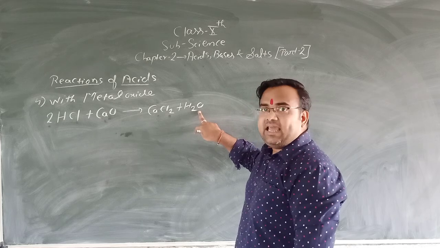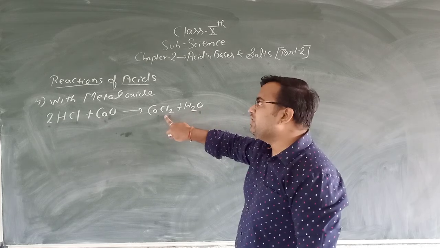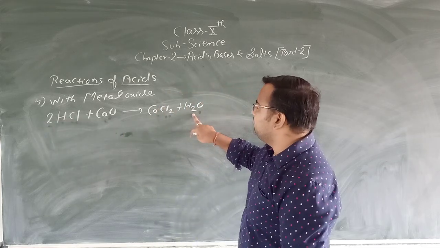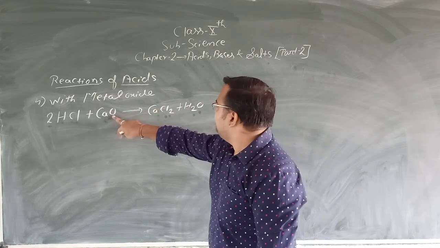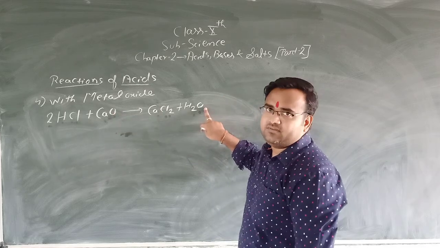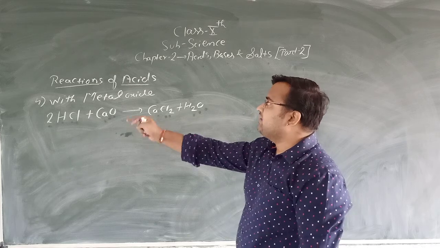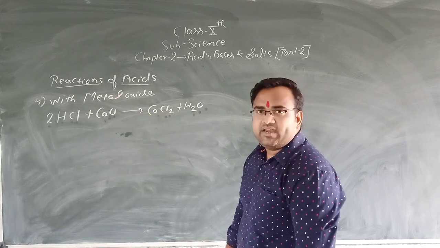See, is the reaction balanced or not? Here 2 chlorine atoms are there, here also 2 chlorine, 2 hydrogen. And 1 oxygen is there, so here also it is 1 oxygen. The reaction is balanced. This is the reaction of acids with metal oxide.